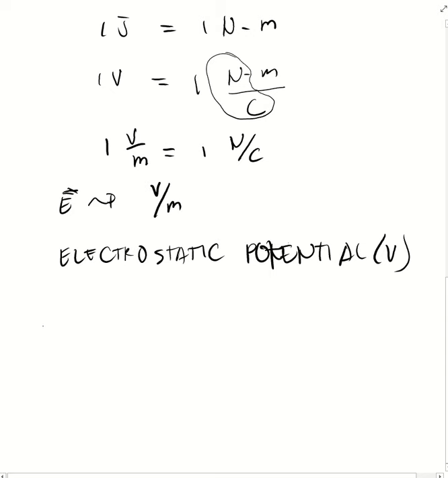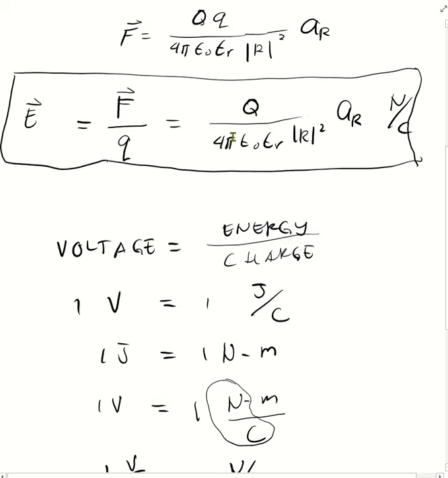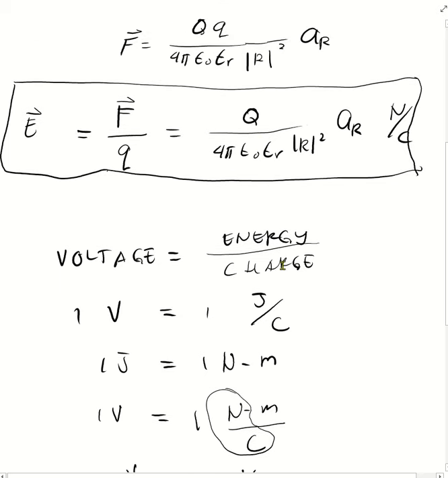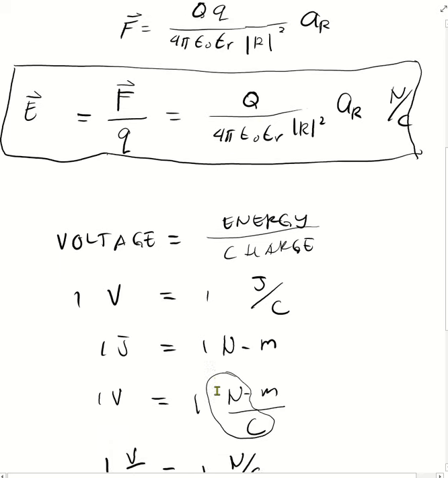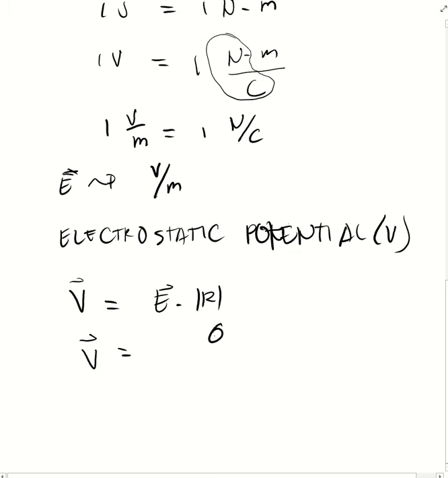So if we solve for this, the value for V will be equal to the electric field intensity multiplied by the distance r. Electric field intensity is this one. I just multiply this with r, then I will be having q all over 4 pi epsilon naught epsilon r. So the other r will cancel out. This will be just r.